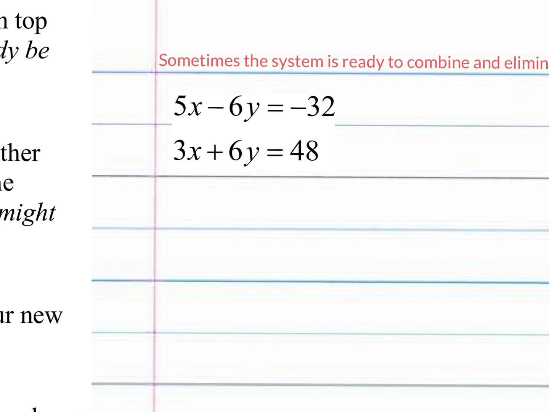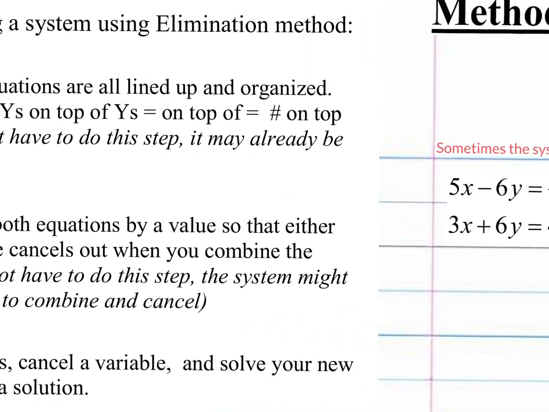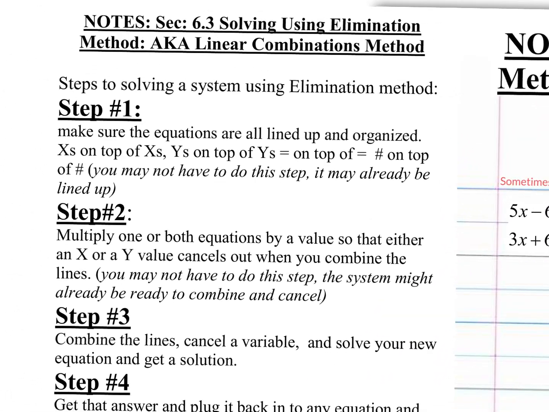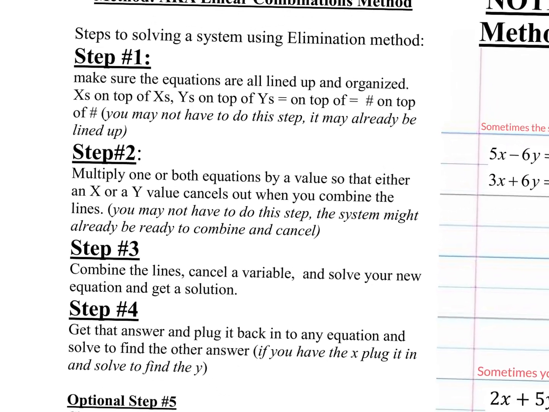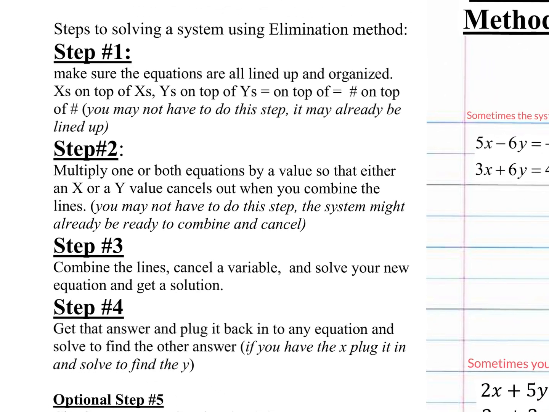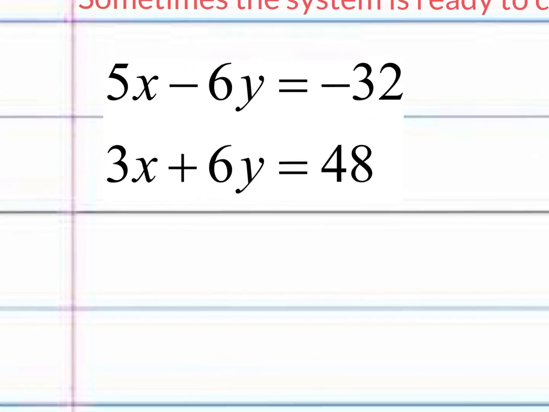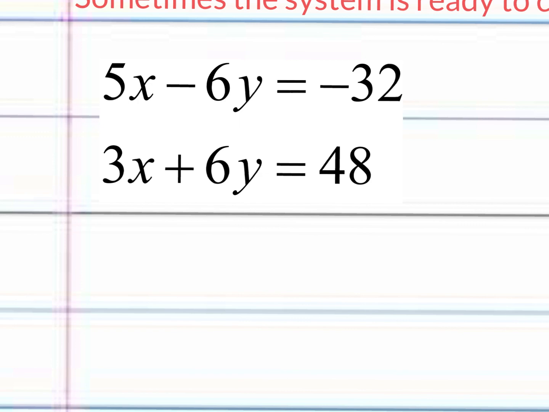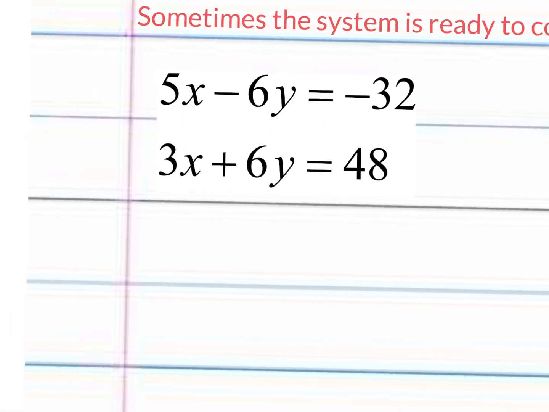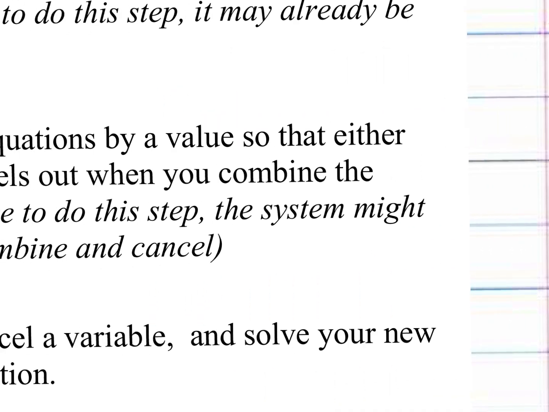Here we go. We first need to be comfortable with the steps on solving linear combinations method or elimination method. Step one is to make sure they're organized. X is on top of X's, Y is on top of Y's, number on top of number. And of course, this system is organized. The X's are on top of the X's, Y's on top of Y's, equal on top of equal, number on top of number. They're both in standard form. That's another way of saying that.